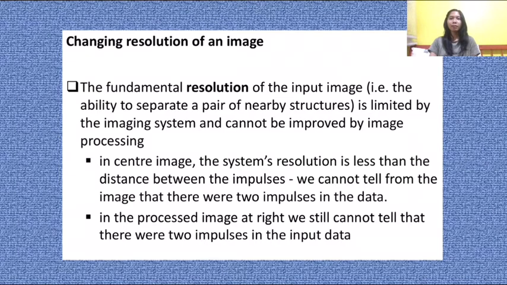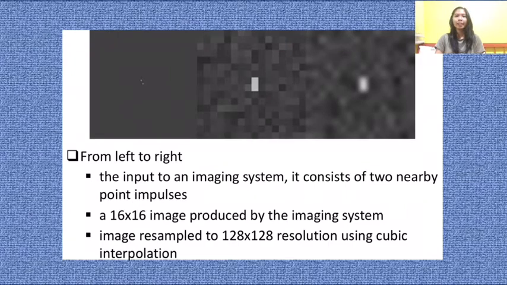We cannot tell from the image that there were two impulses in the data. In the processed image at right, we still cannot tell that there were two impulses in the input data. In the pictures from left to right: the input to an imaging system, consisting of two point impulses; a 16 by 16 image produced by the imaging system; and the image resampled to 128 by 128 resolution using cubic interpolation.